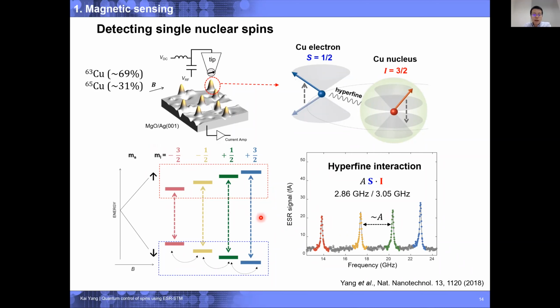And as you can see from this energy level diagram, we have 4 possible ESR transitions, and correspondingly, we have 4 ESR peaks. These 4 ESR peaks correspond to the 4 different magnetic orientations of the nuclear spin. So from the splitting of the ESR peaks, we can also obtain the hyperfine constant. And we found that there are 2 possible values of the hyperfine constant. From this, we can distinguish different copper isotopes with single atom resolution.